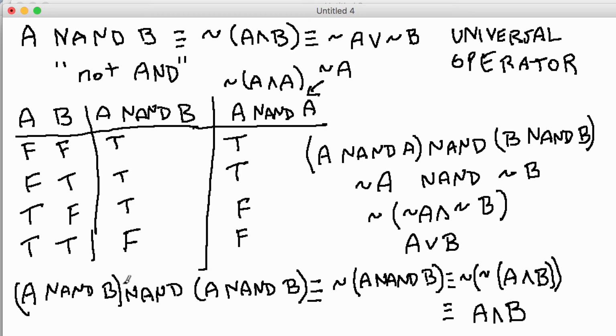There's another operator, and I'll leave this as a homework assignment, okay? There's what's called the NOR operator. A NOR B is equivalent to not (A or B). And it turns out that that is also a universal operator, which means that just by using NOR, I can implement NOT, I can implement AND, I can implement OR. And I leave it as a homework exercise for you all to try this out.